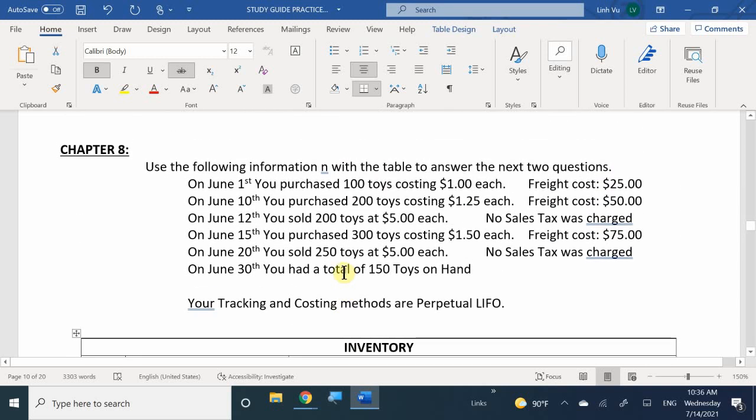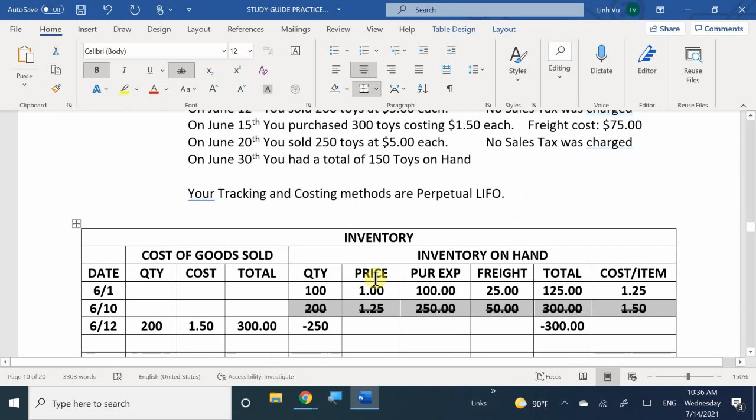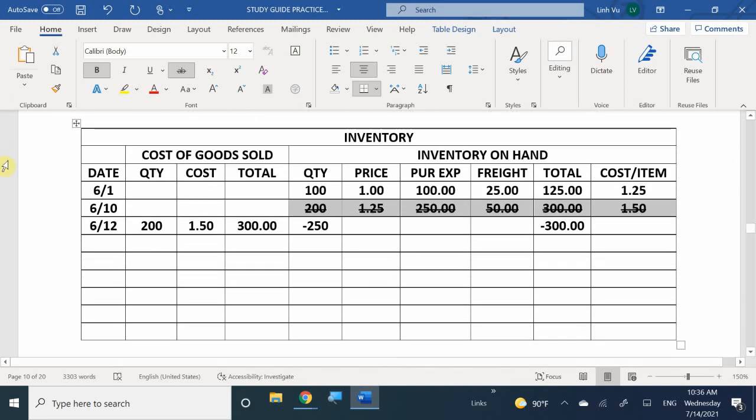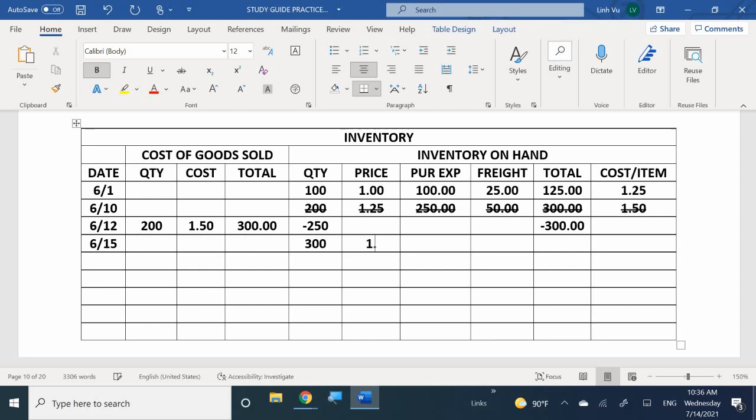Then let's see what happened on June 15. We purchased another 300 toys at $1.50, and freight cost $75. So once again, June 15, we purchased 300 items at $1.50 with the freight costing $75. Therefore, what is my purchase price?